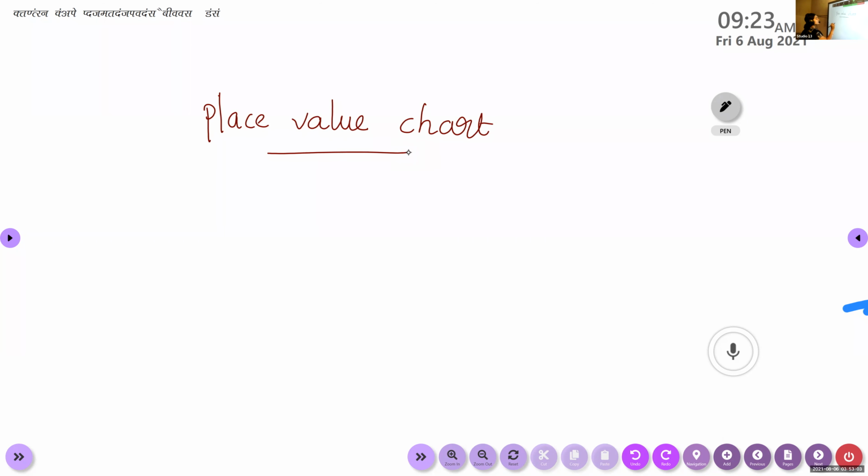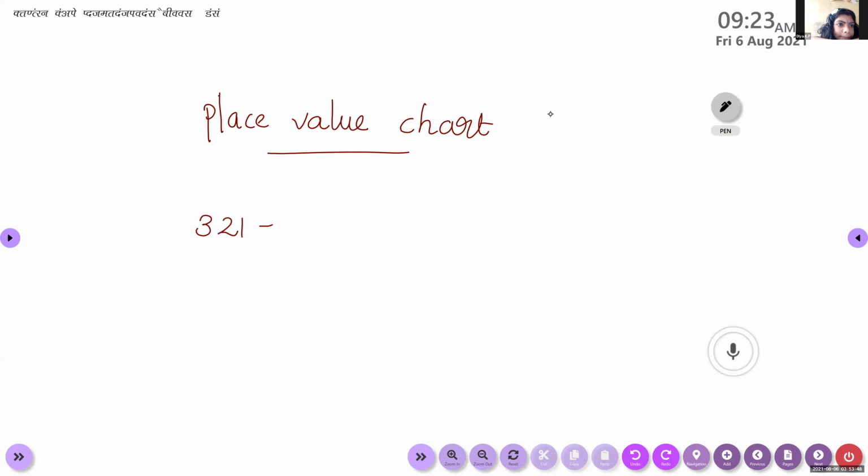Okay. For example, if we have this number, dear children, how will we read it? 321. Now, to represent, this is a three-digit number, right?